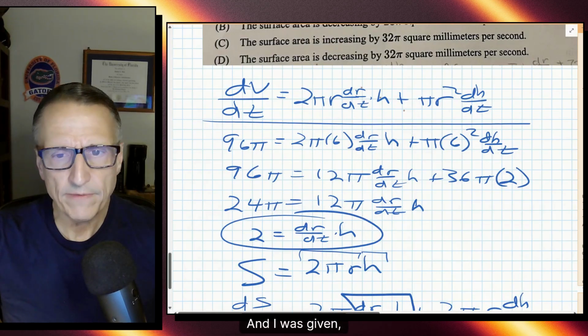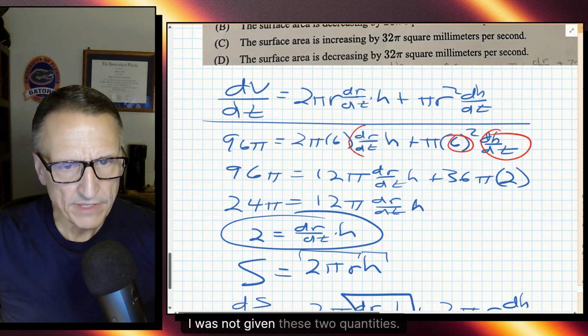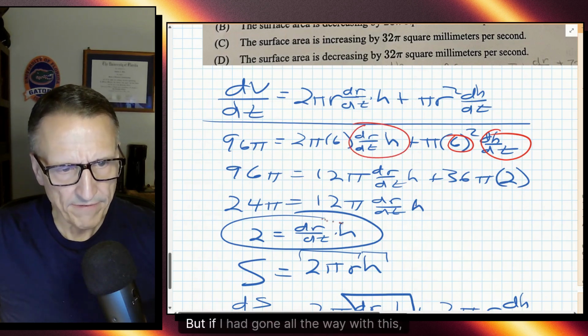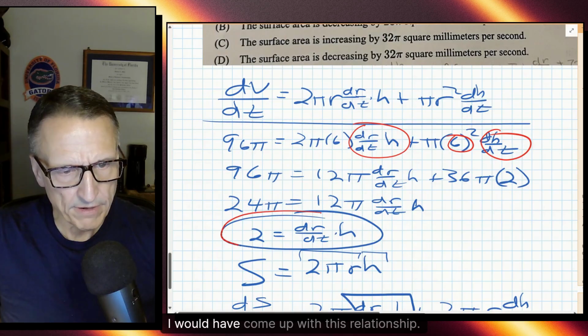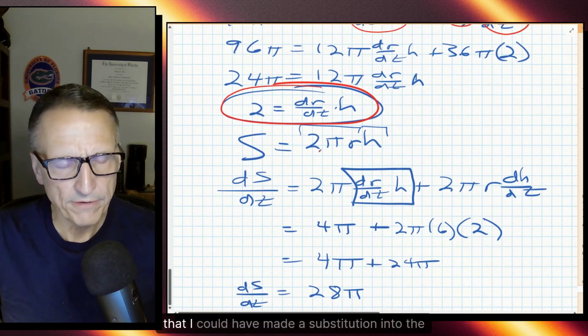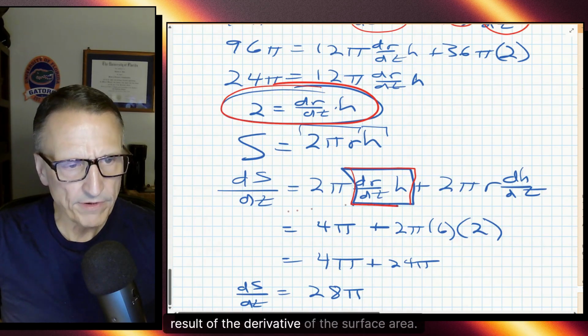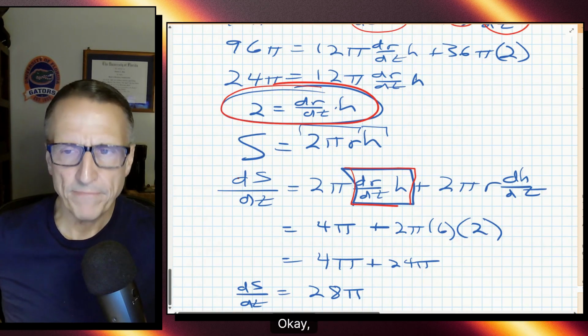And I was given the dHdt and I was given the R. I was not given these two quantities. But if I had gone all the way with this, I would have come up with this relationship. And then hopefully at that point, I would have seen that I could have made a substitution into the result of the derivative of the surface area. Okay, that's going to be it.